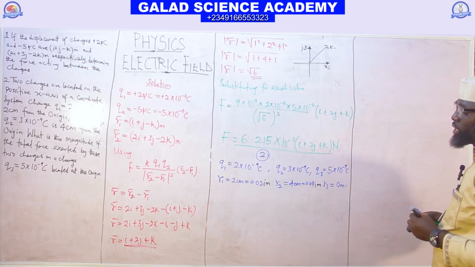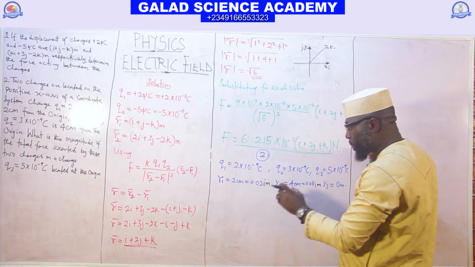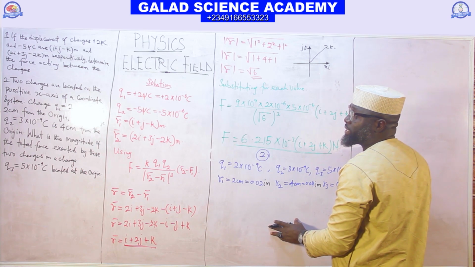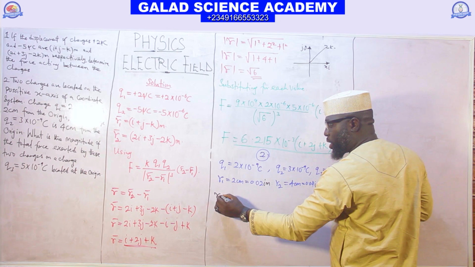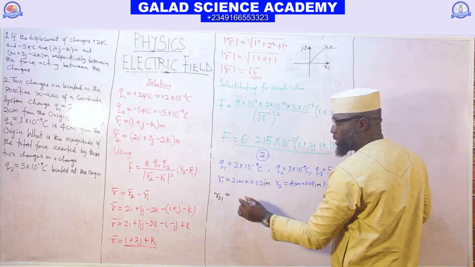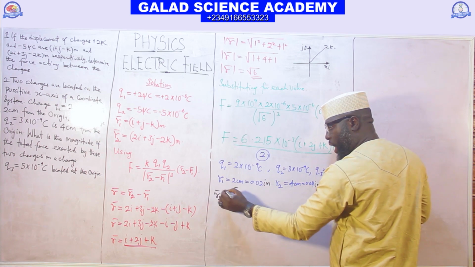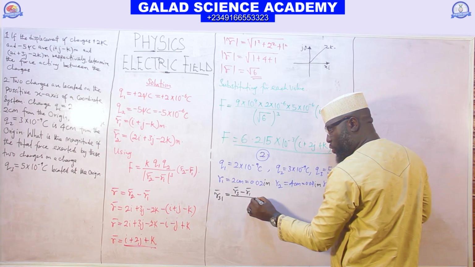So the next thing that we now apply here is we will find the displacement. We are asked for the displacement for R3 to 1, it should be the vector R3 to 1 over.